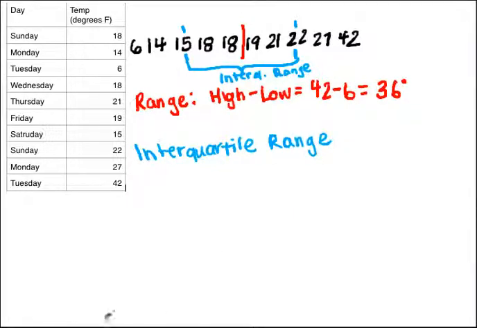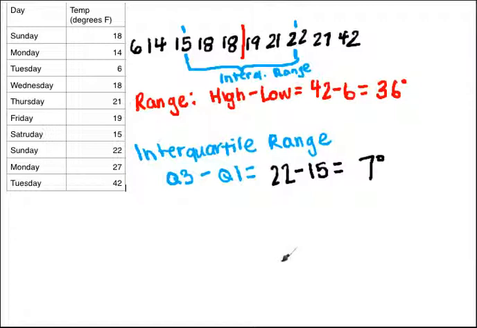Interquartile range is your Q3 value. Remember we had Q1, Q2, Q3, minus your Q1 value. And if you don't remember that, you should probably head back and take a look at the box plot tutorial. You can review that before you do this. So our Q3 number was 22, our Q1 number was 15, so our interquartile range is 7 degrees.